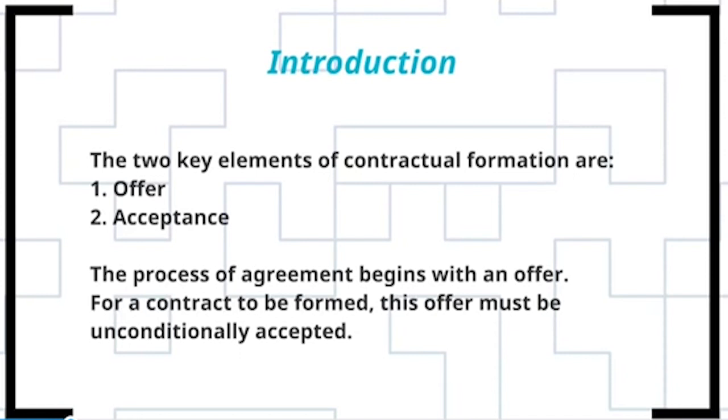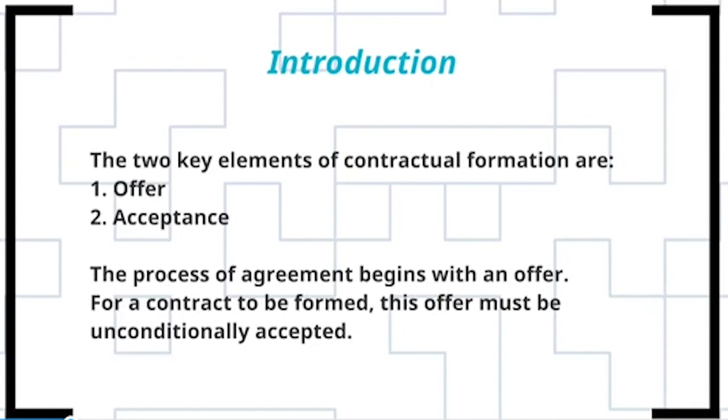The process of agreement begins with an offer. For a contract to be formed, this offer must be unconditionally accepted. The law imposes various requirements as to the communication of the offer and the acceptance. Once there has been a valid communication of the acceptance, the law requires that certain other elements, that we will talk about later, are present.